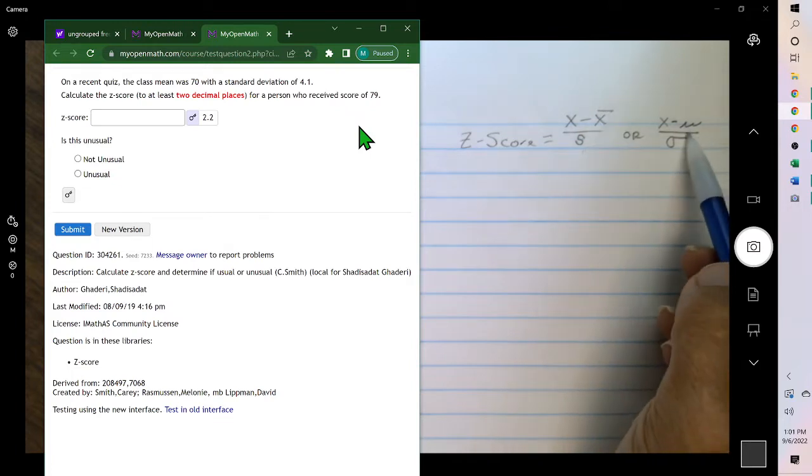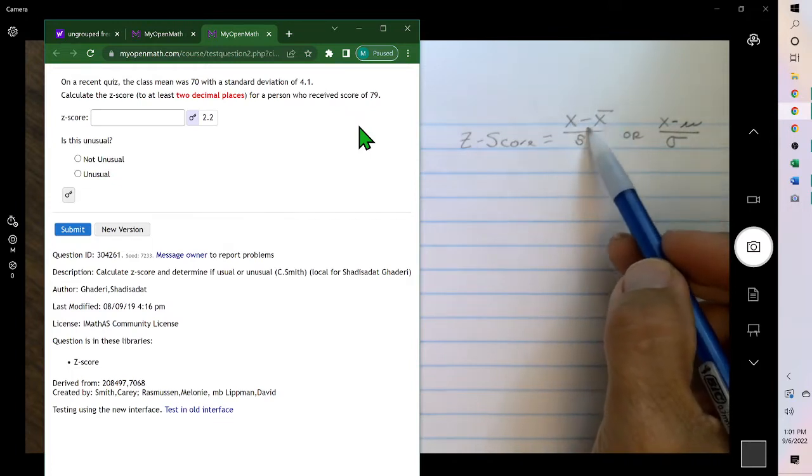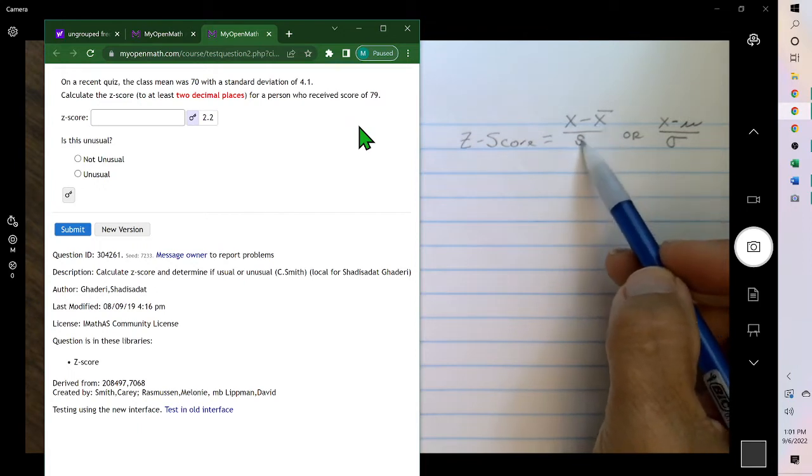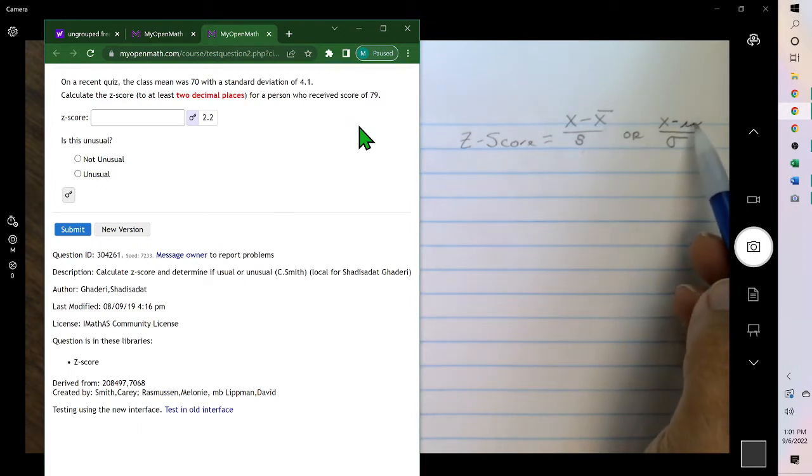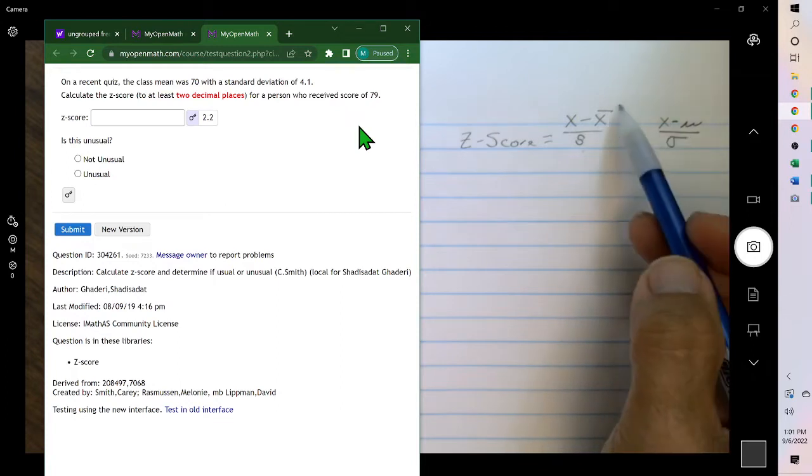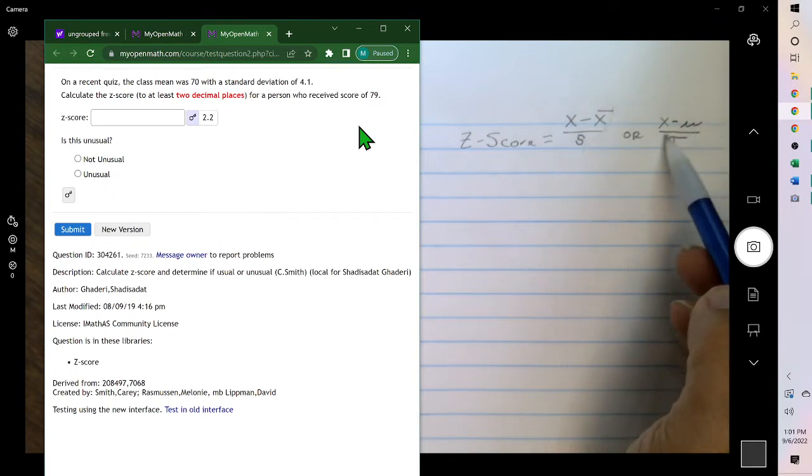This is the same as this, except this is for a sample mean and standard deviation. This is population mean and standard deviation, depending on what you're given. But when you see the variables, it's just that this is a sample and this is the population.